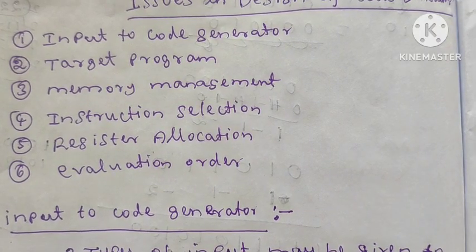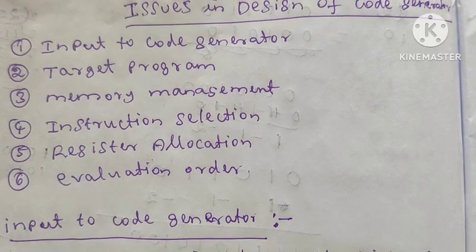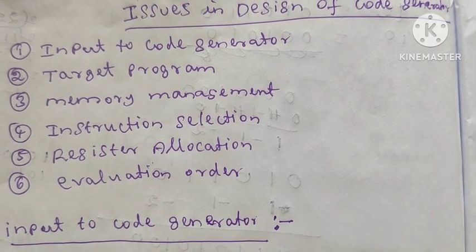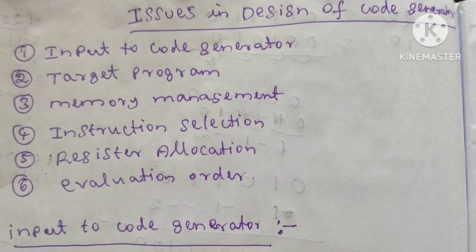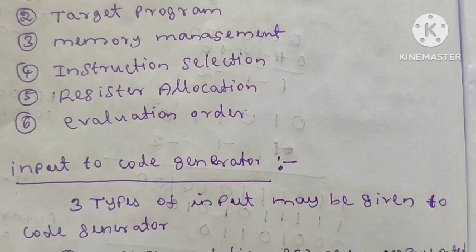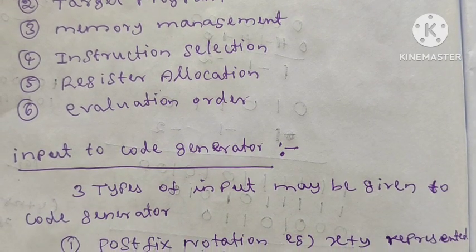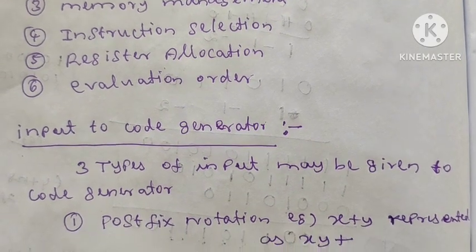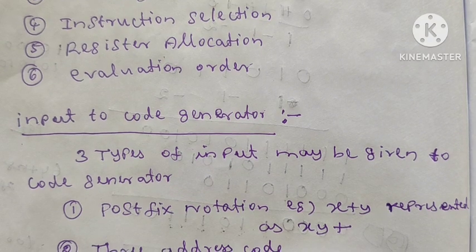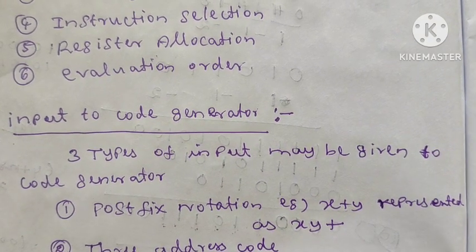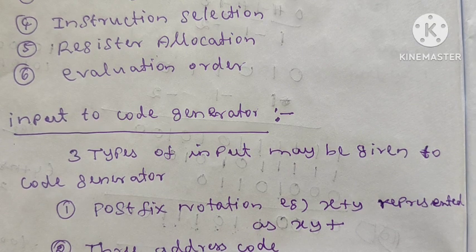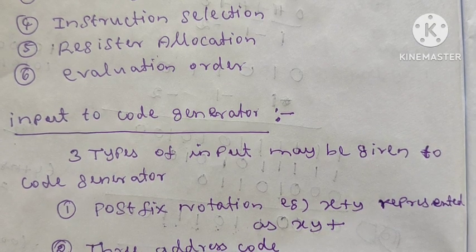Okay. Now, what is the kind of problem with input to your code generator? First we have to decide what kind of input we are going to give to the code generator. Generally we give input in the form of intermediate language, but intermediate language itself has different versions. The first version is postfix notation. So what is a postfix notation? We have an expression where operands will be at the front and the operator will be at the end.